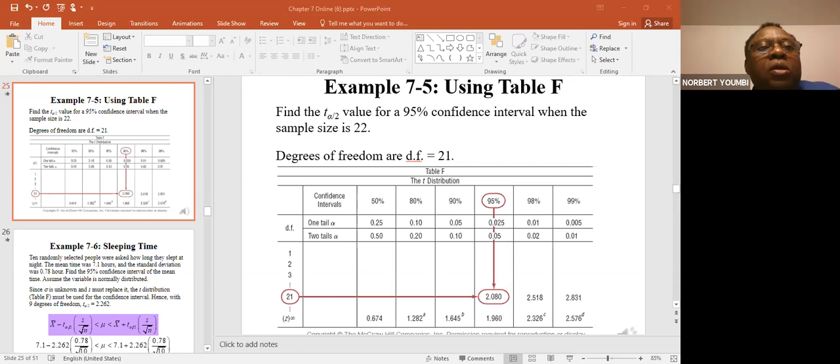So, for example, if the confidence level is 95% and the sample size is 22, the degree of freedom is n-1, so it is 21. For a confidence level of 95%, you will match the degree of freedom of 21 to the confidence level to read the T alpha over 2, which is 2.08 here.